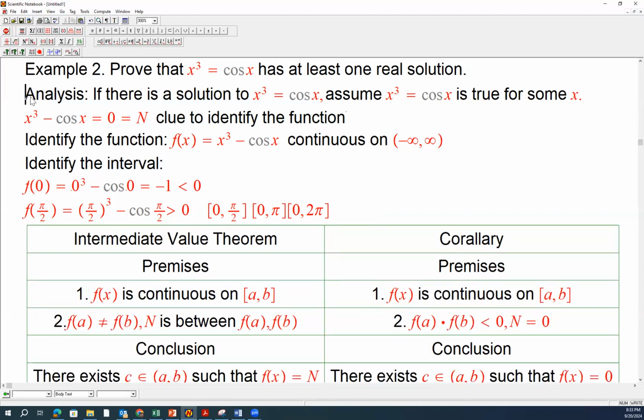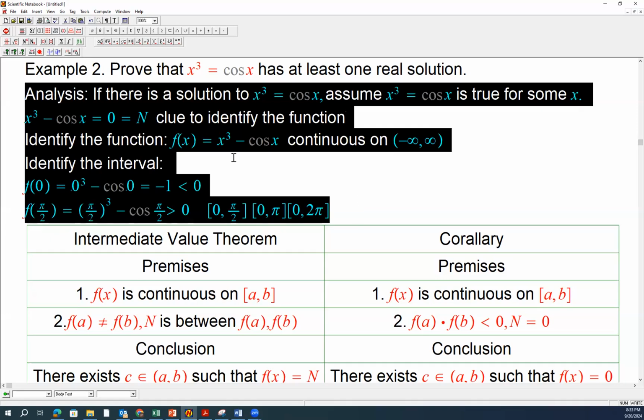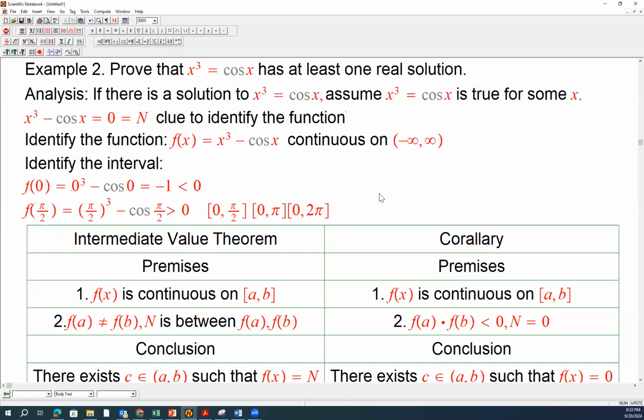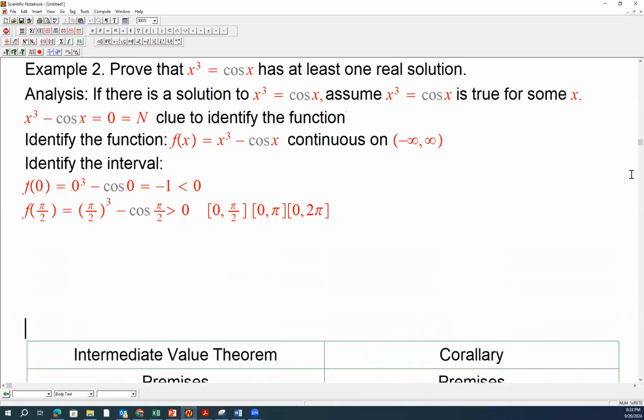We're going to decide which interval is going to be our choice. You can see this piece of work is scratch paper work, but you should not turn in this scratch paper. You should organize your work. Okay, now we can get started to show. Where do we start? We have identified the function.